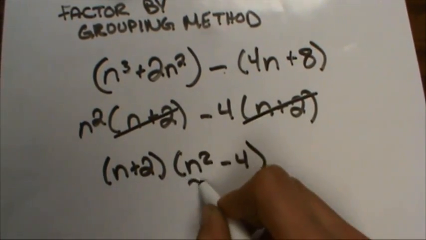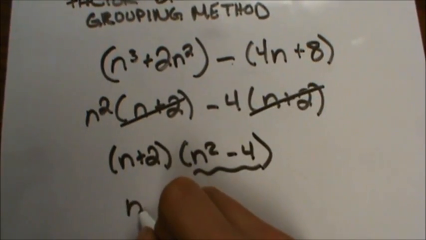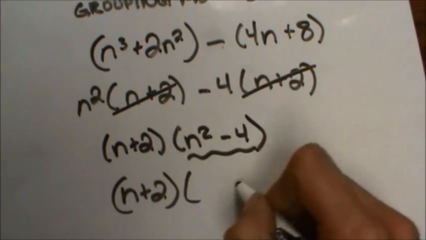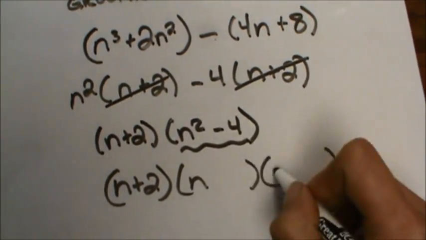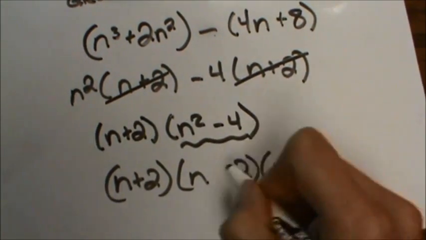And again, this is the difference of squares rule. Keep factoring. n, 2, 2, plus.